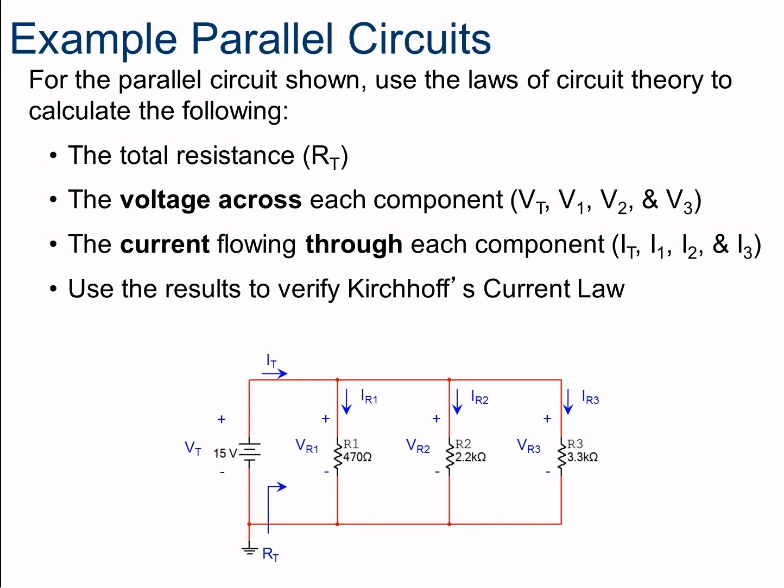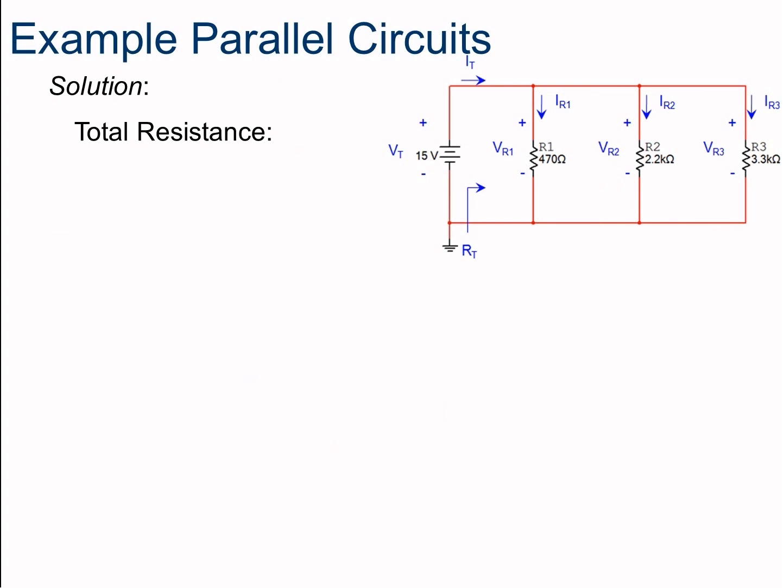We're going to look at the current flowing through each component, and we're going to use these results to verify Kirchhoff's current law. Whew, that's a lot. But you saw that actually it wasn't so bad for series, and it's not too bad for parallel circuits either. So let's start with the total resistance.